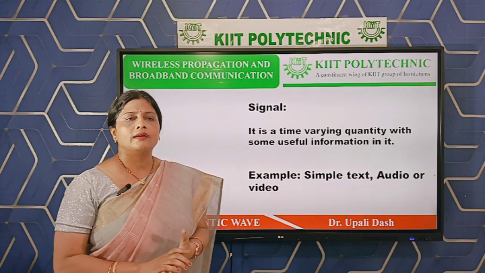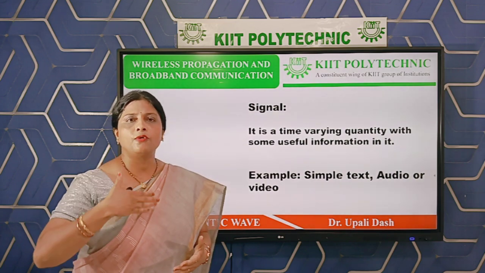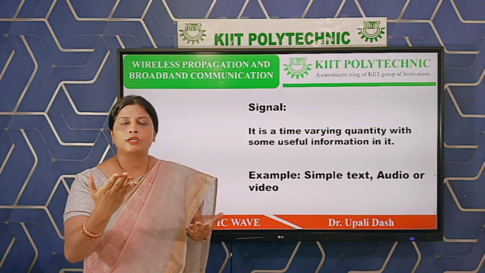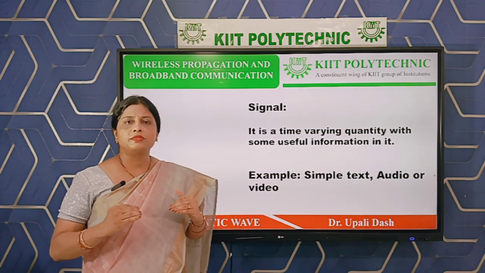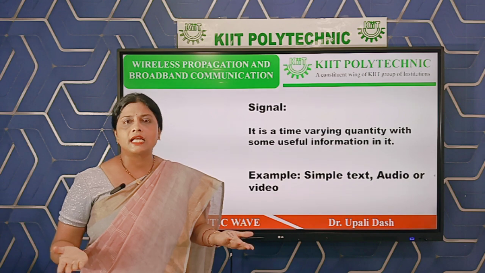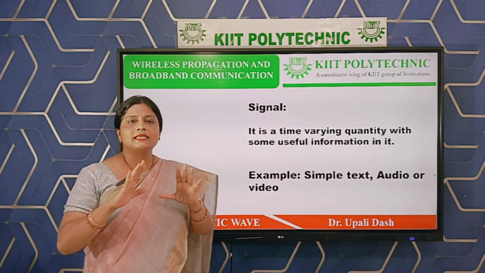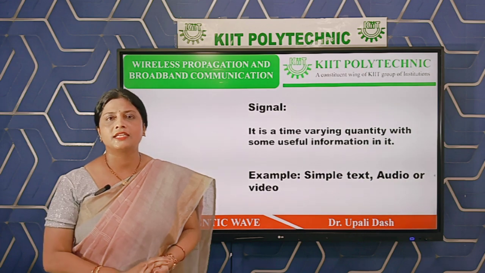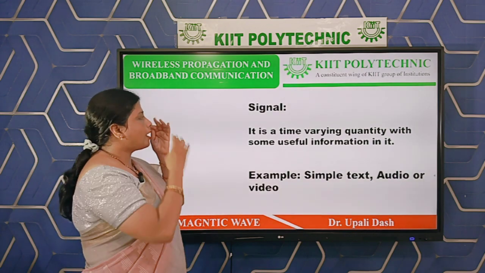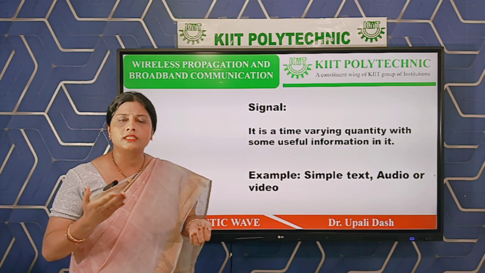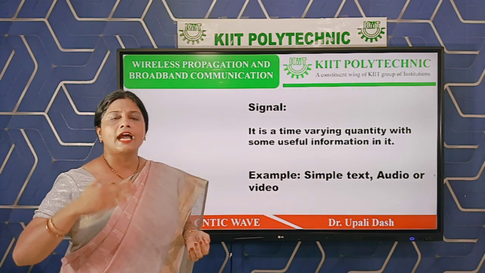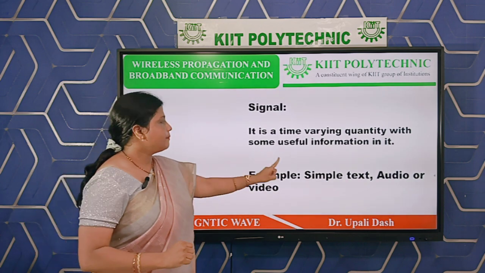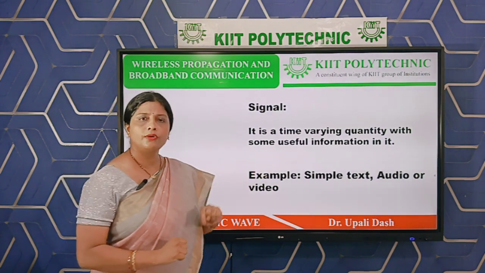Then between you and me, that means what? I am speaking, you are listening. Of course, the signal is there. Otherwise, my message would not have been received by your brain or your eyes or your ears. So, if we want to communicate my voice to any receiver, then I have to use one form of signal. It may be simple text or audio or video.